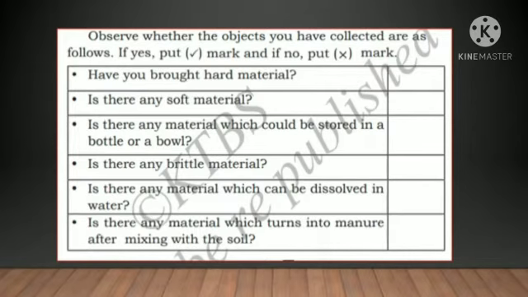Now we will observe the objects that are already given in your textbooks. Have you brought hard materials? Are there hard materials in this? Of course, the book, the pencil, they are all hard materials. So you will put a tick. Is there any soft material? Yes, the ink pot, the ink inside, no? It is a soft material. Is there any material which could be stored in a bottle or a bowl? Yes, right, the ink. Is there any brittle material? Brittle means which can break easily. Yes, the flowers, they are brittle material.